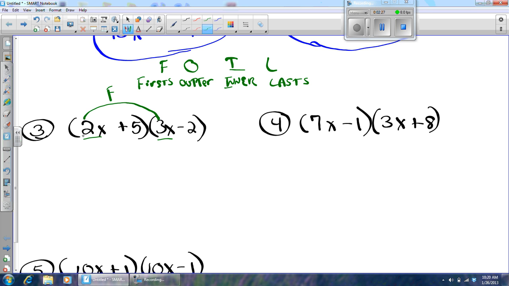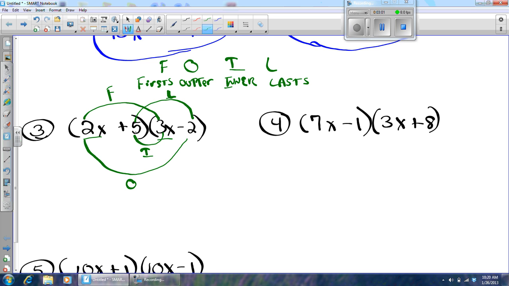The outers are on the outer edges. So the 2x and the negative 2 are the outers. The inners are the ones on the insides. There you go. And then finally, the 5 and the negative 2 give you your lasts. Okay, so the firsts are the firsts in each quantity. The lasts are the last in each quantity. The outers are the ones on the edges, 2x and negative 2. They're on the outside almost. And then the inners are the ones that are kind of near each other, 5 and 3x.